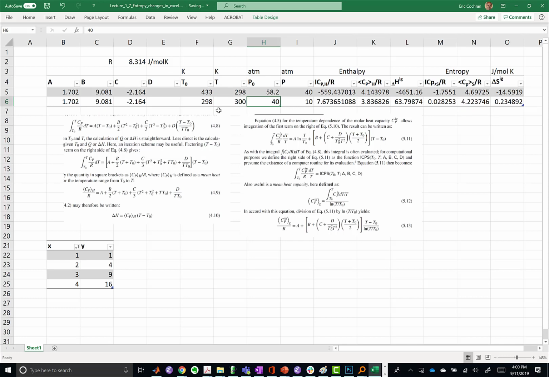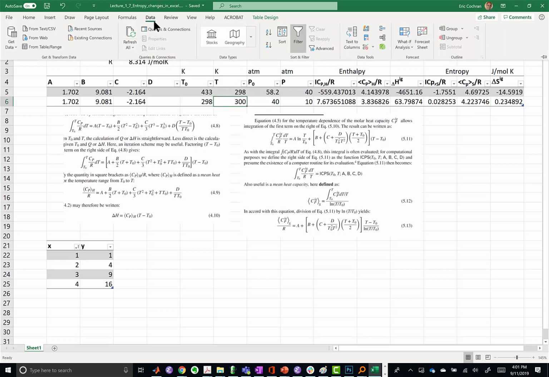So this is a good application of a numerical method. So let's show you how to use goal-seek here. So what I want to do is I want to adjust the temperature. So that's right here, the final temperature of a compression from 40 to 10 atmospheres starting at 298 Kelvin. I want to find the final temperature such that the final entropy change is 0. So I want the temperature change to cancel out the entropy change.